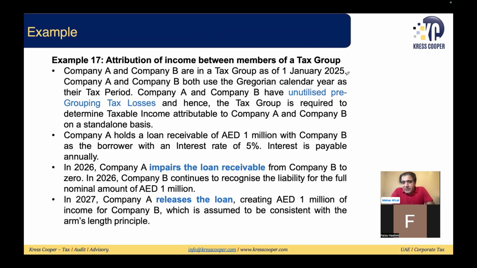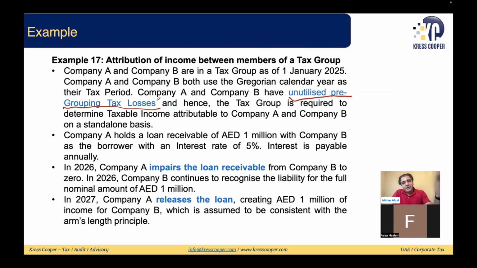So this is the lecture. We can go through the example very quickly. Okay, company A and B are in the tax group as of 1st Jan 2025. Company A and B both use the Gregorian calendar year as their tax period. Company A and company B have unutilized pre-grouping losses. Unutilized pre-grouping losses we have already discussed.